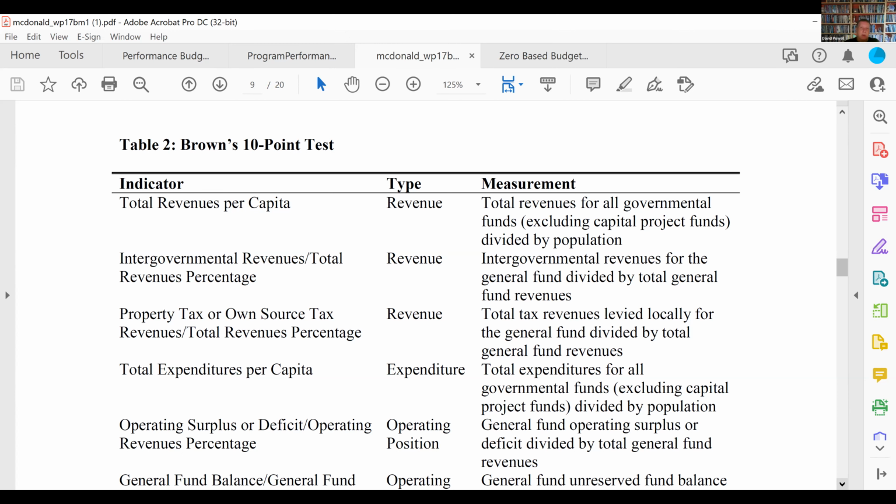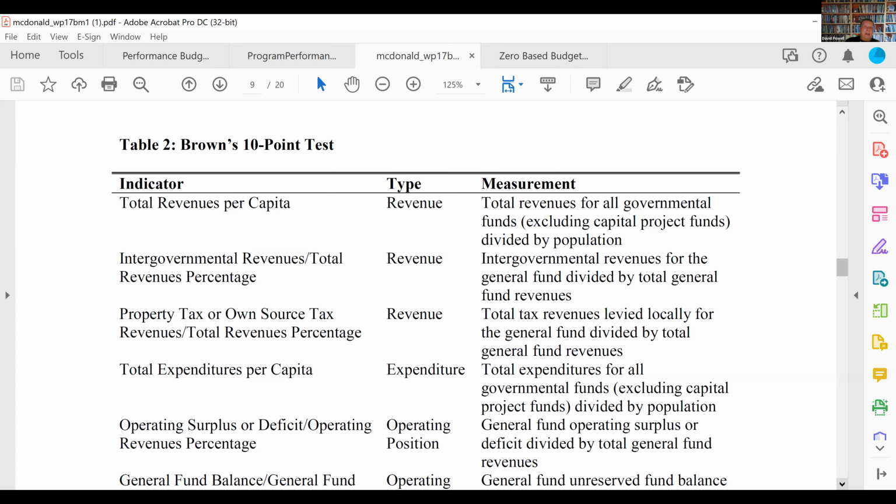You then take that, you do that for all of your comparison cities, and then you compare how your city scores on total revenue per capita in comparison to all the comparison cities. Is it in the top 25%, the middle 50%, the bottom 25%?